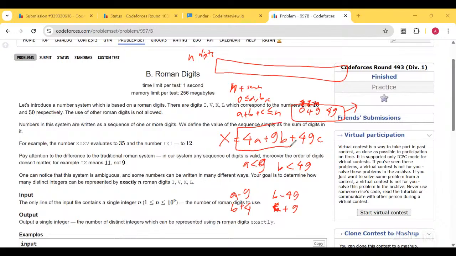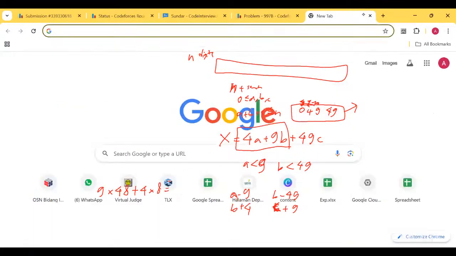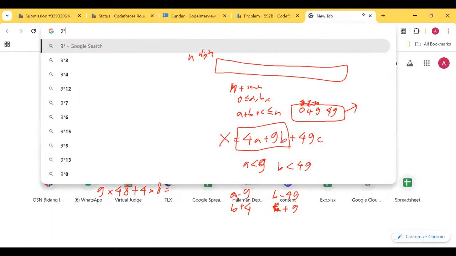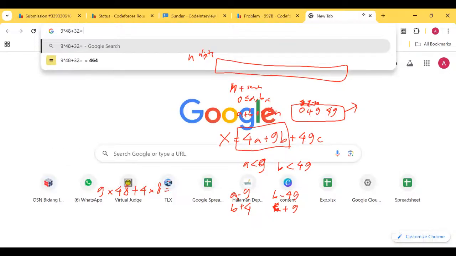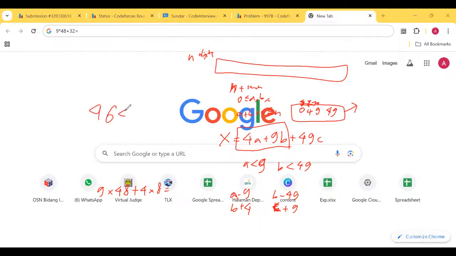So it means for a plus 9b, it is only up to 9 times 48 plus 4 times 8, right? I think it is pretty small. Okay, only 464.